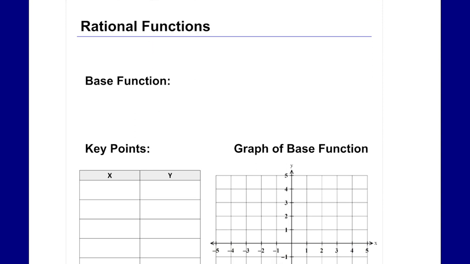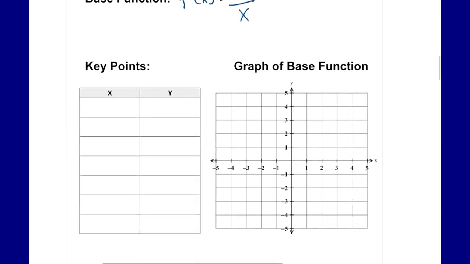But just a quick reminder, the base function of a rational function is f(x) = 1/x. So that's our base function. When we go to enter our key points, let's do -2, -1, -1/2, 0, 1/2, 1, and 2. So those would be our key points.